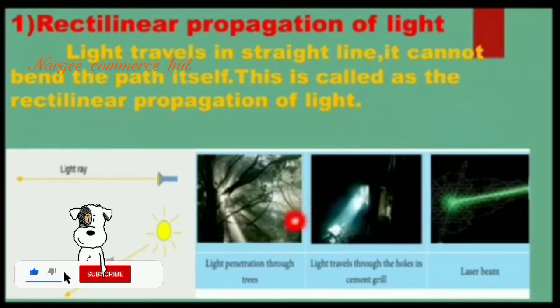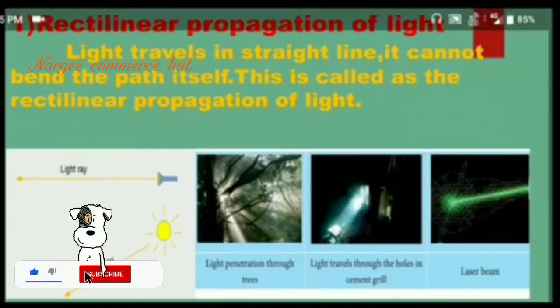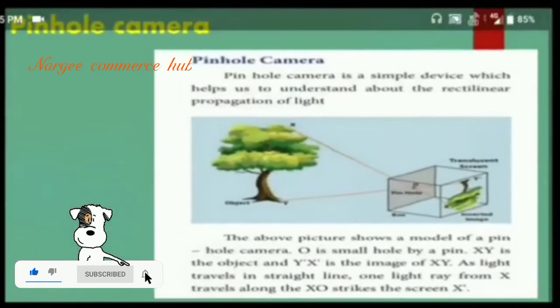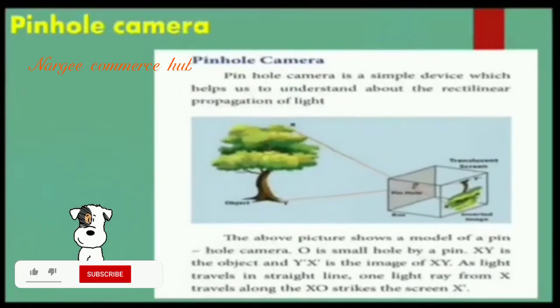For example, light penetrating through the trees, light travelling through the holes in cement grills, and a laser beam. These are examples of the rectilinear propagation of light. Next, let us see about the pinhole camera. A pinhole camera is a simple device which helps us to understand the rectilinear propagation of light.